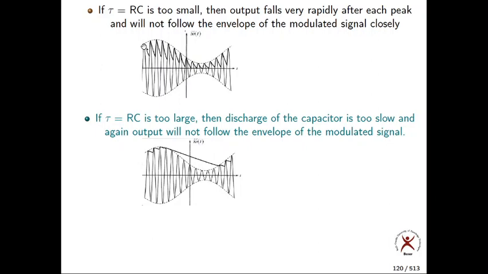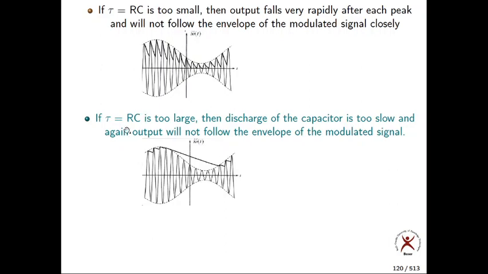So what you get is spikes, something like this. You don't get this dotted line. What you get is spikes: discharging, again charging, discharging, charging, like this. So you cannot fully recover your message signal if it is so. That is the one problem.